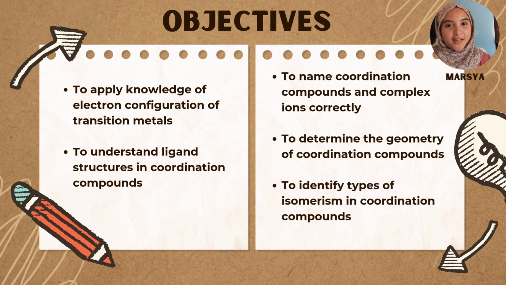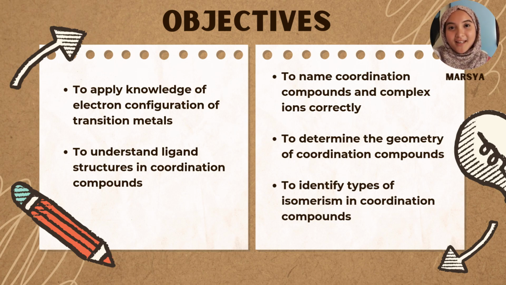Hey everyone! Before we dive into the world of coordination chemistry, let's take a look at our roadmap for today. By the end of these sessions, we aim to achieve 5 key objectives. First, we will apply our knowledge of electron configurations, specifically for transition metals, which are the heart of these compounds. From there, we will dive into ligand structures to understand how they interact with those metals.